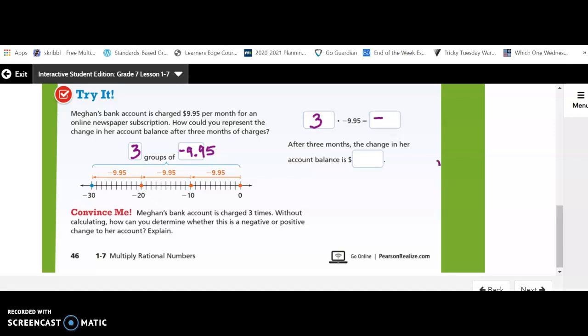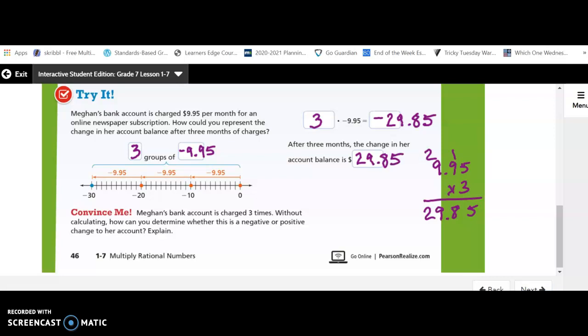We could either get out a calculator or we could do some multiplication using some prior knowledge. 3 times 5 is 15. 3 times 9 is 27, plus 1 is 28. 3 times 9 is 27, 28, 29. And so sure enough, her charges are really close to negative 30. So we know from our number line that we're on the right track and we can probably trust our answer. And the change in her account balance will have dropped by $29.85.